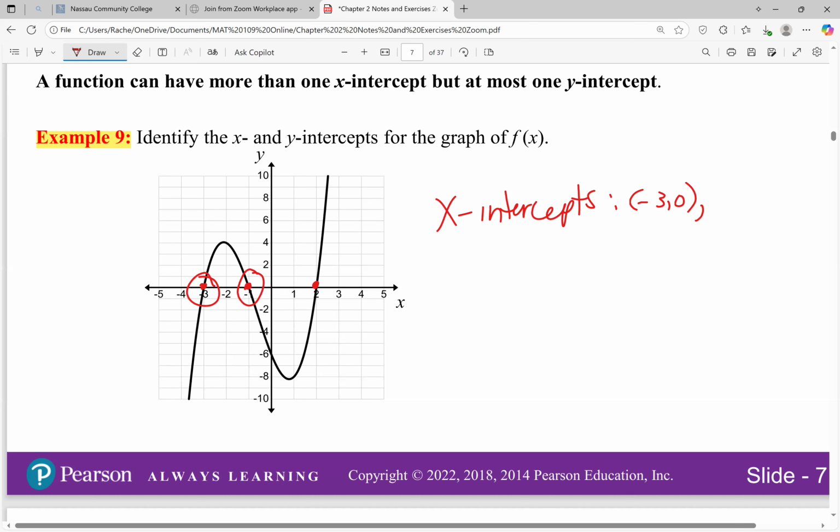This middle point here, the graph is covering it, but it's -1. So it's going to be -1, 0. And then the third x-intercept crosses at x equals 2. So that point's going to be 2, 0. So this graph has three x-intercepts.